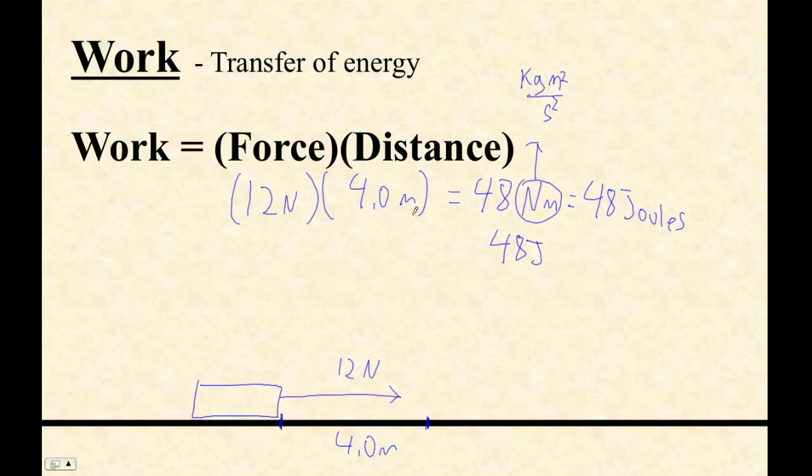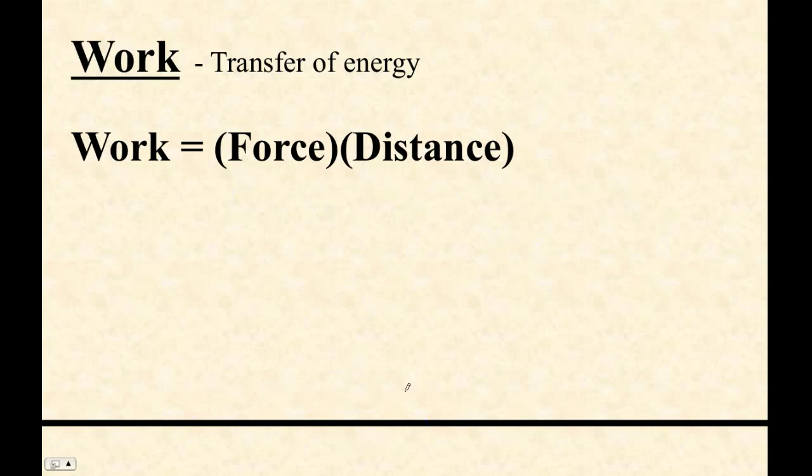Okay. Now, sometimes the force is not in the same direction that you're pulling it, right? They're not parallel to each other. Here, the 4 meters was to the right and the 12 newtons was to the right. But if it's ever not in the same direction, then we've got to use the cosine of the angle between them. Okay.